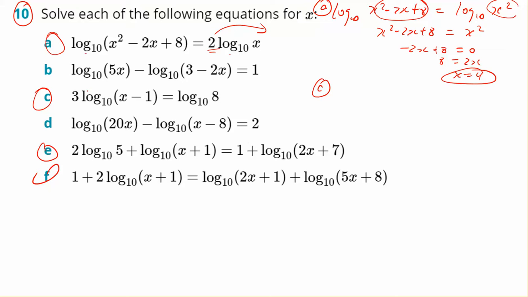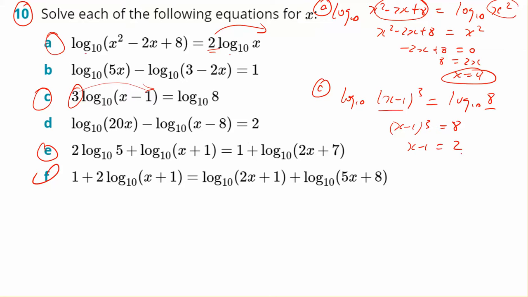For C, we do the same thing. Now, can you see we have a 3 in front of the log? I can move it up to the top, so it becomes log base 10 of (x minus 1) cubed equals log base 10 of 8. Now, since they're both log base 10, I can go that equals that. So x minus 1 cubed equals 8. I can cube root both sides. The cube root of 8 is 2. And I can solve for x. So x equals positive 3.